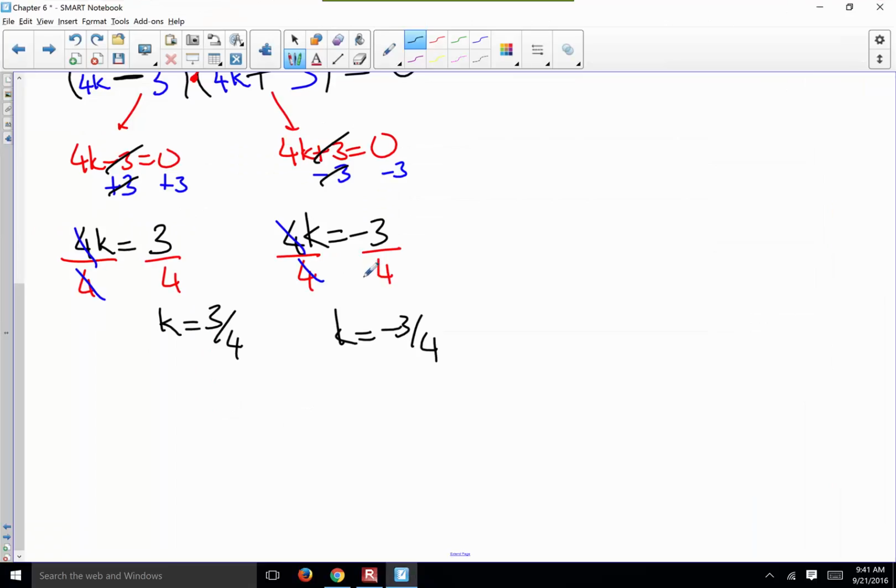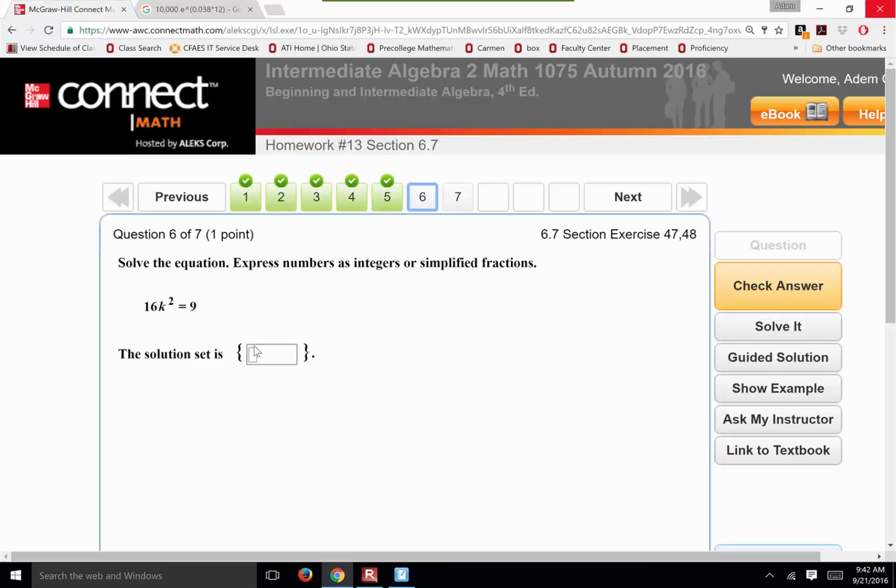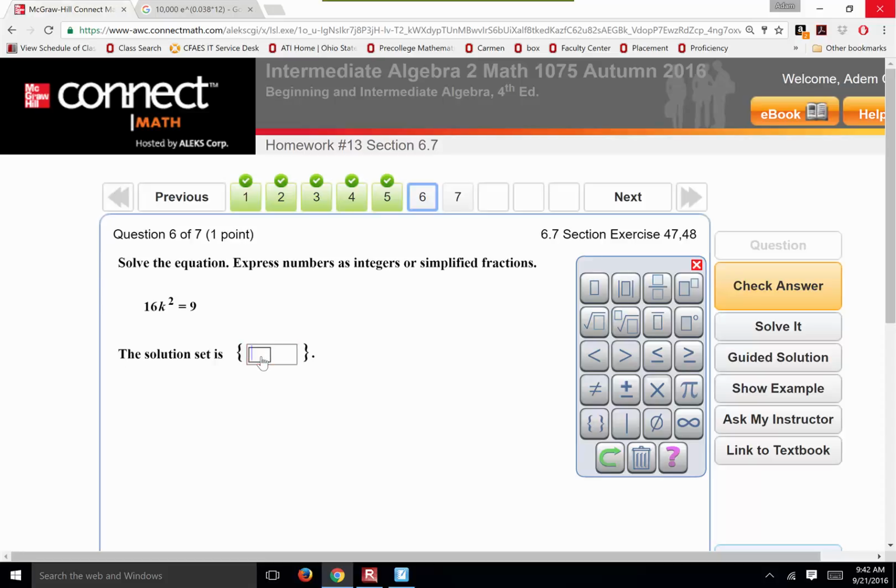Any questions? Okay, negative 3/4 and 3/4.